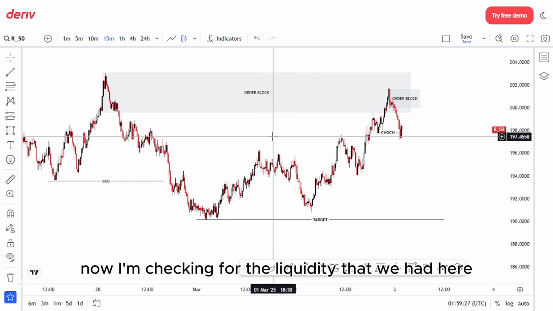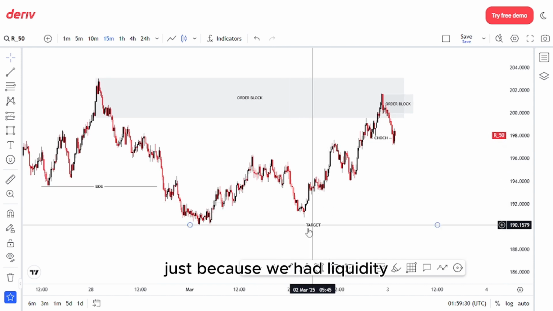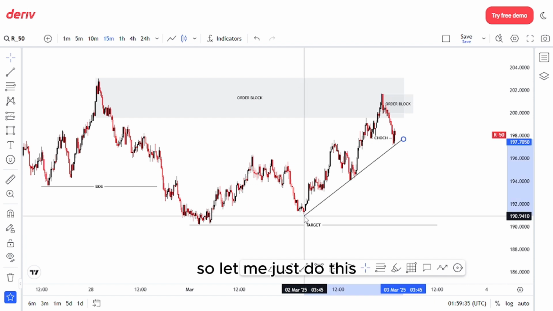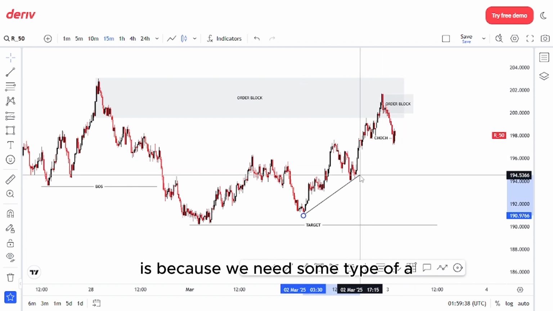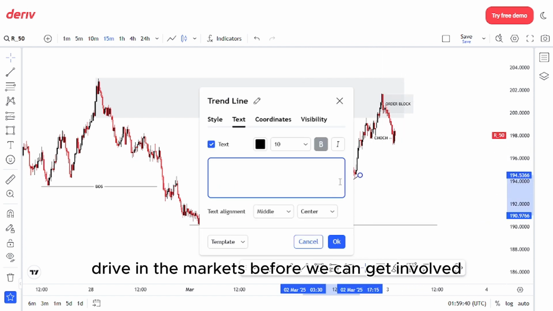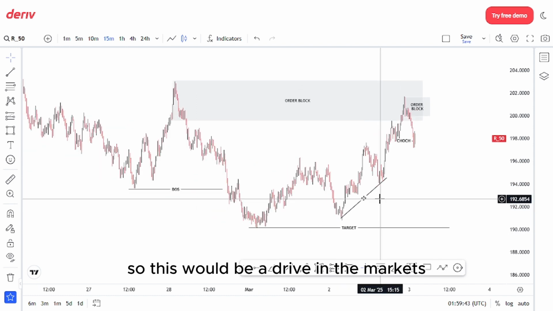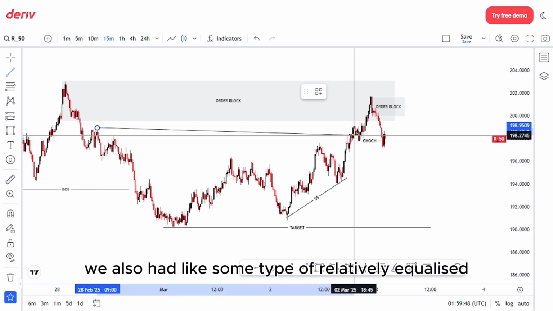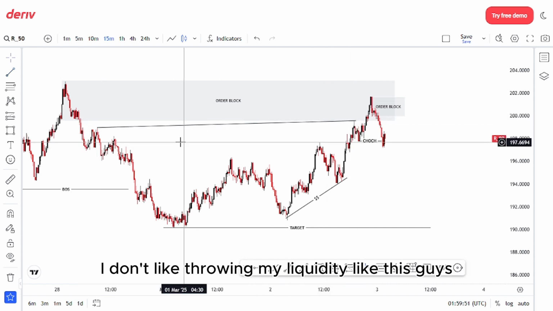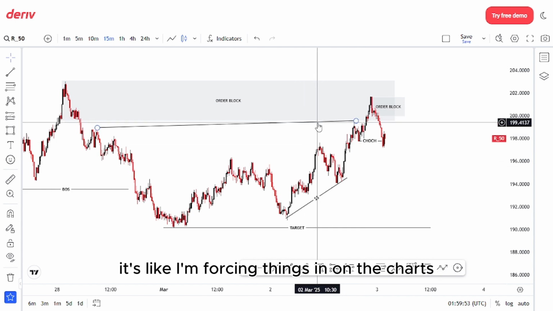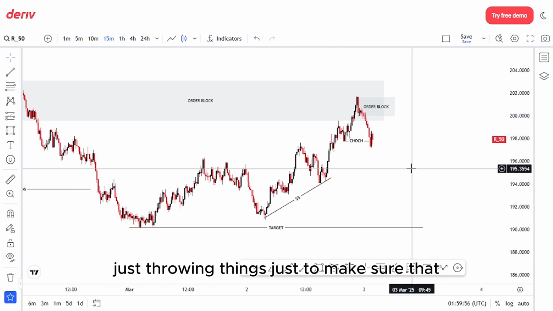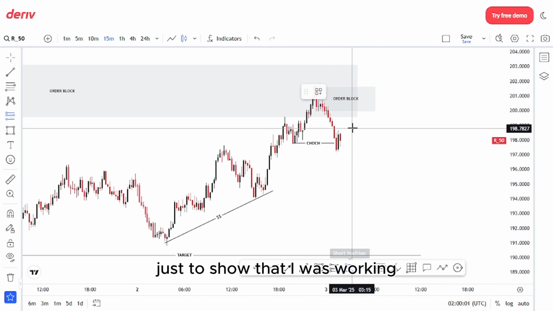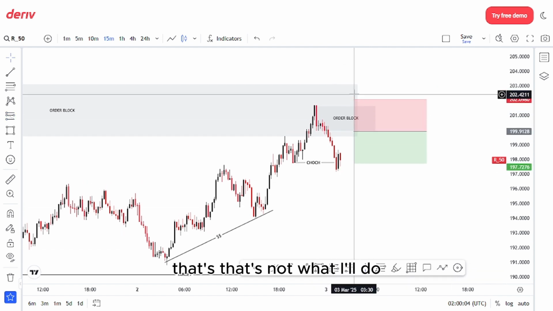So obviously now I'm checking for the liquidity that we had here. Around here we're just going to use the trend line liquidity. So let me just do this, because we need some type of a drive in the markets before we can get involved. So this should be a drive in the markets, and around here we also had some type of relatively equal highs, but I don't like throwing my liquidity like this, guys. It's like I'm forcing things in on the charts, just throwing things just to make sure that the charts are beautiful and stuff, just to show that I was working. Nah, that's not what I'll do.